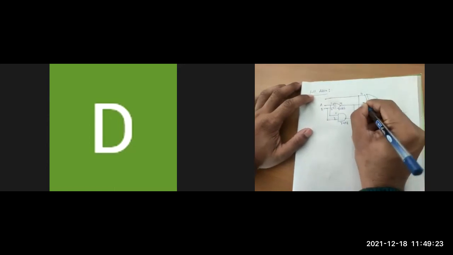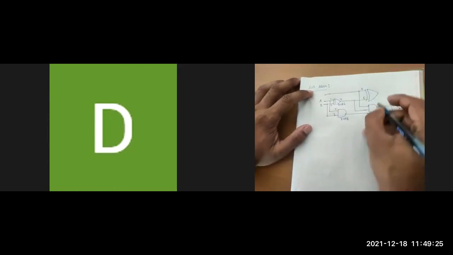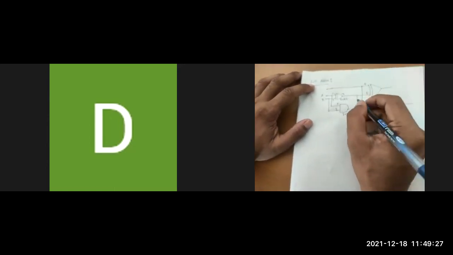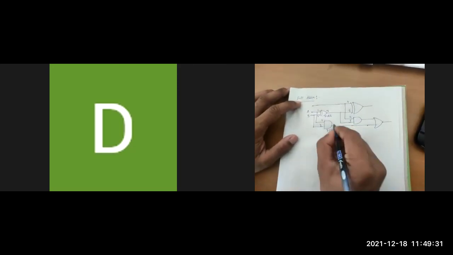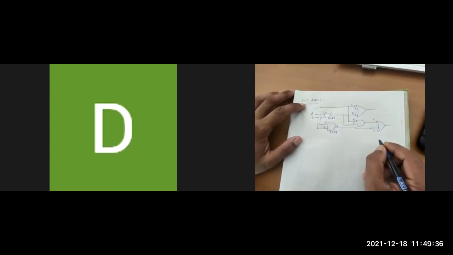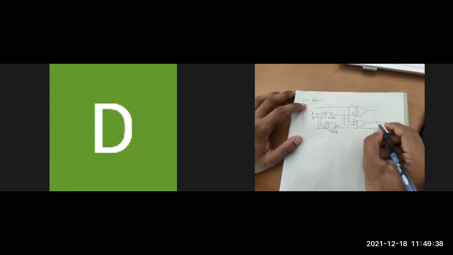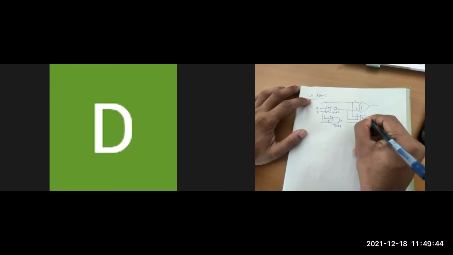Now these three in output is connected. This is 4, this is 5, and here this is 4 and 5, and here this is 3. Actually it's connected with 1 and 2. So this is 3, this is the 7408, and this is 7486, and this is 7432, and this is the C.